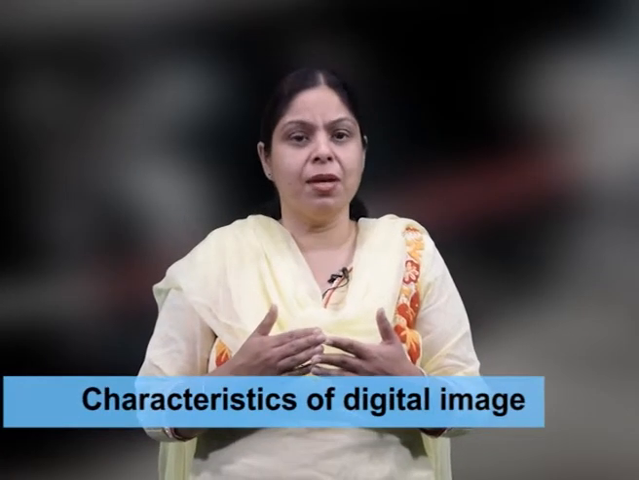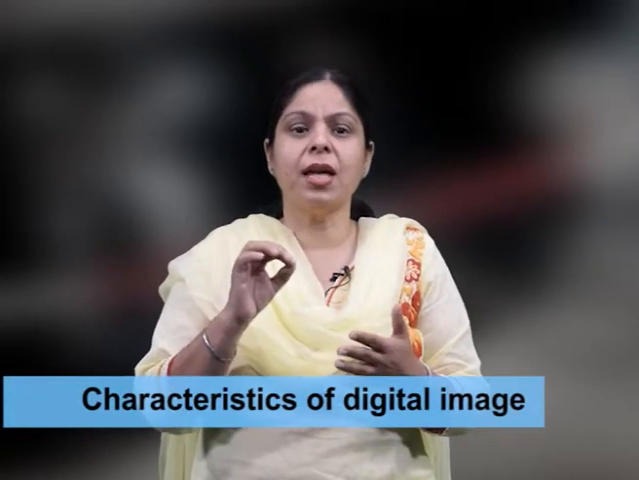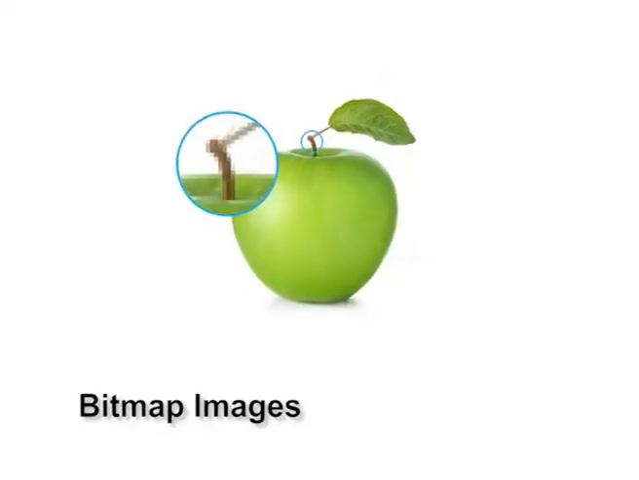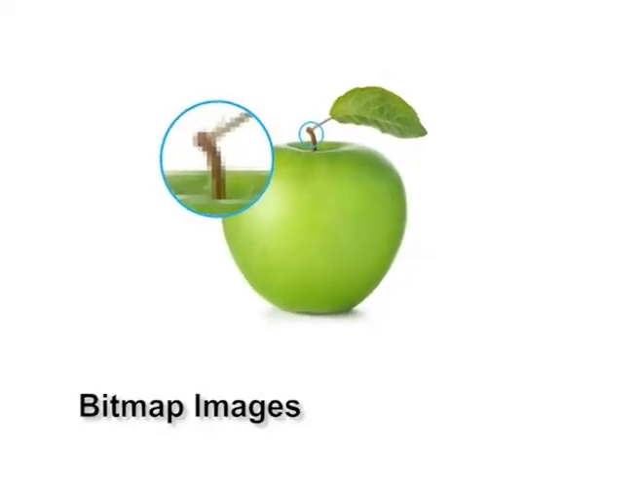Characteristics of digital image. A digital image is a representation of a two-dimensional image using binary numbers, that is either 0 or 1. Depending on image resolution, it is fixed or not. It may be of vector or raster type. The term digital image generally refers to raster images, also called bitmap images.